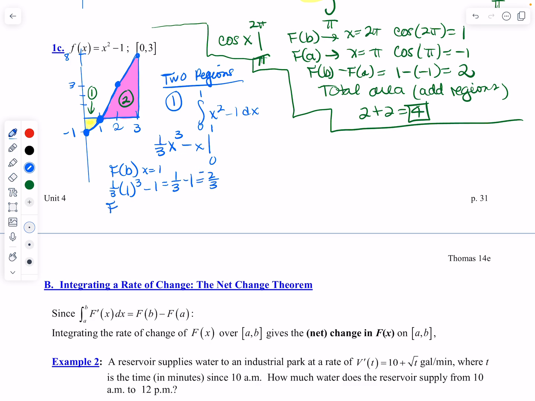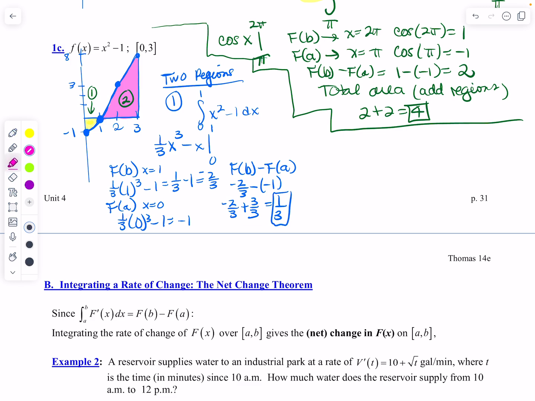Okay? F at a, x equals 0. So 1/3 times 0 cubed minus 0 equals 0. So now I have to take f at b minus f at a. So negative 2/3 minus 0, which equals negative 2/3. So this is region 1. Okay, so I'm going to put a little note, and I'll just make it yellow to correspond to it. It's region 1. All right, so region 1's done.